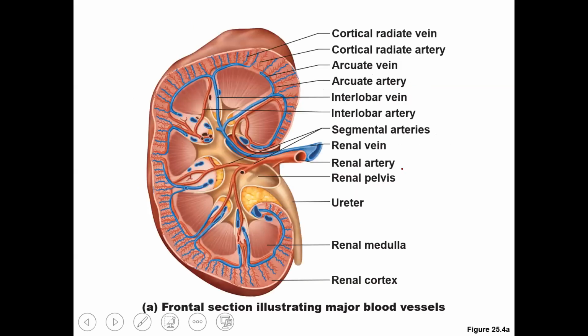Here we see this blood supply through the kidneys. The big renal artery, which branches into segmental arteries, which branches into interlobar arteries. It's this little arch, which is called the arcuate artery. These tiny ones are cortical radiate out here. Arcuate artery, cortical radiate, the little spokes coming out.